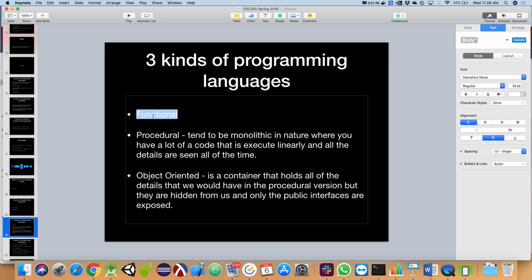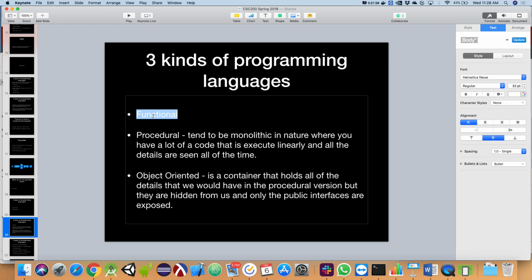The high level of this is a procedural language tends to be this monolithic thing with a zillion lines of code, and you see all the details and things like that, where an object-oriented language gives you tools for making things look a lot cleaner. All right, but let me give you a real-life example of this.